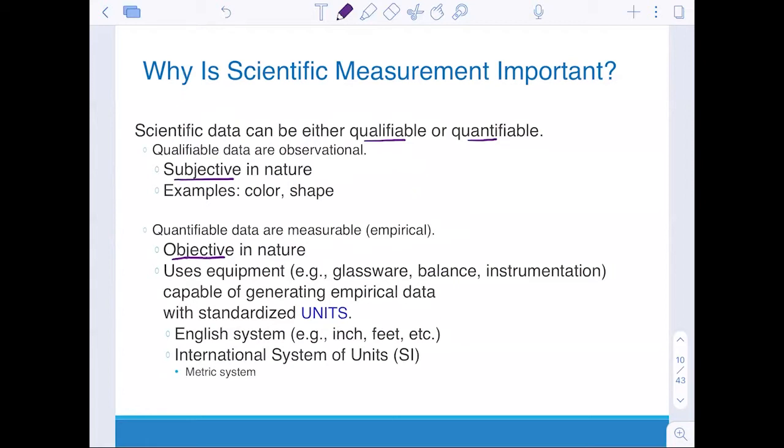Notice we'll have the use of equipment. Glassware, balances, instrumentation. To take a temperature, I need a thermometer. And I need units. Is it Fahrenheit? Is it Celsius? Is it Kelvin? We'll be able to look at quantitative data a little bit more in this class.